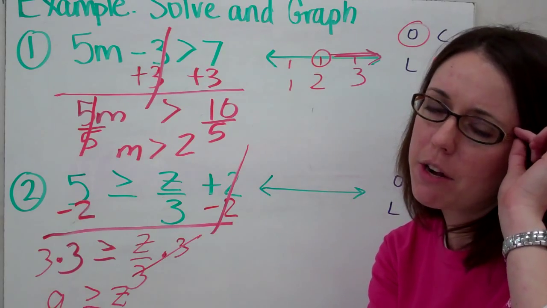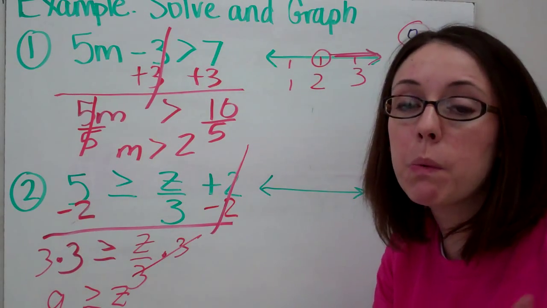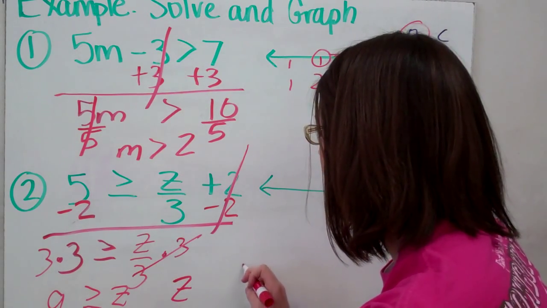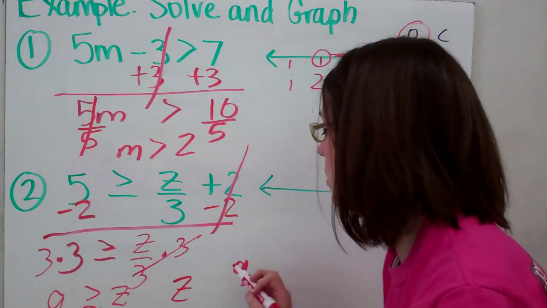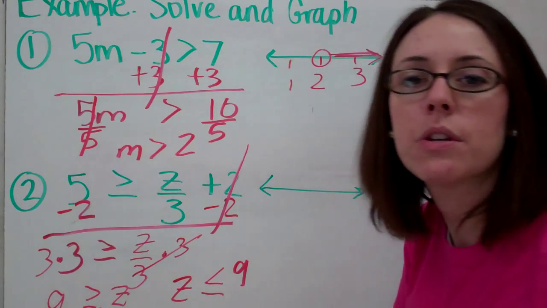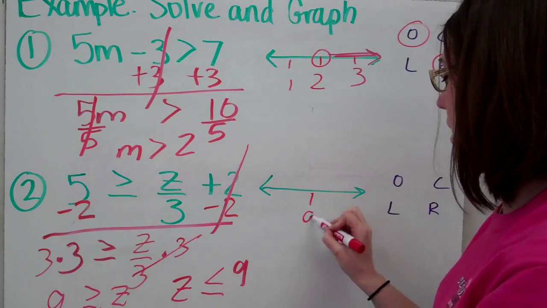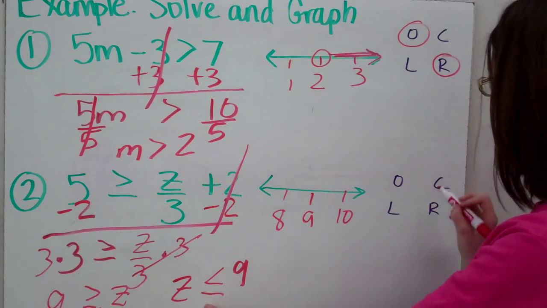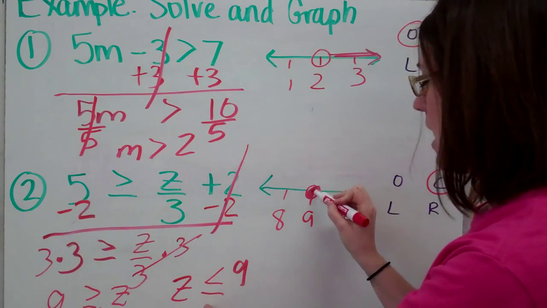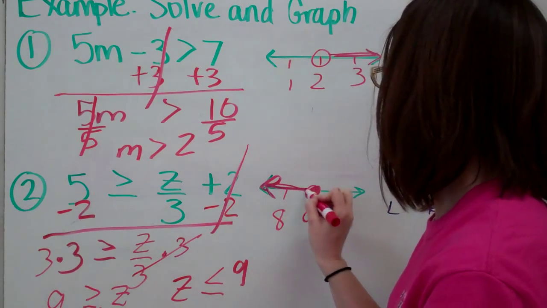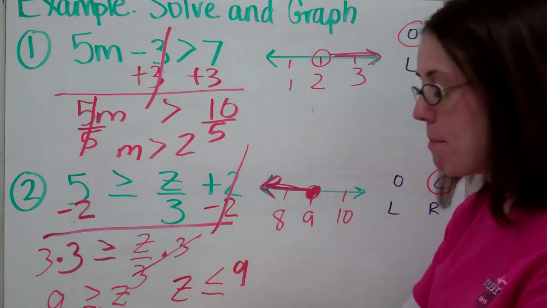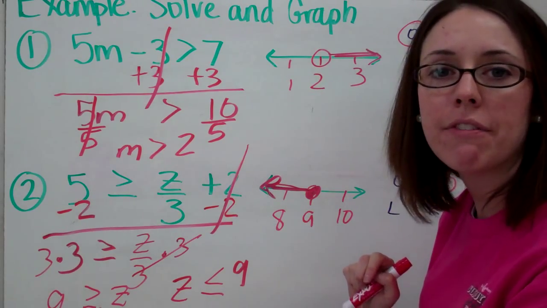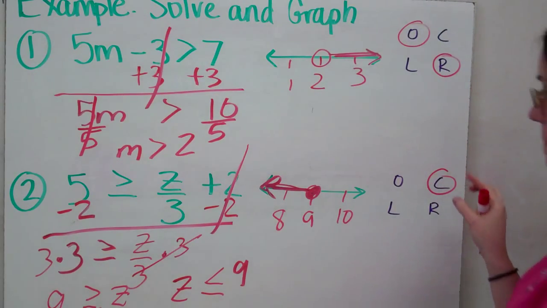You're left with 9 is greater than or equal to z, but something's wrong with that. We want the variable on the left-hand side, so we're going to flip it. Z and 9, and greater than or equal to is going to flip to less than or equal to. Now we're ready to graph. Let's put our 9 on the board, the number line, and 8, 9, 10. We know that's going to be a closed circle on 9, shaded to the left. That means that z can be any number that is less than or equal to 9. So any of the numbers to the left of 9, including 9, are a solution.